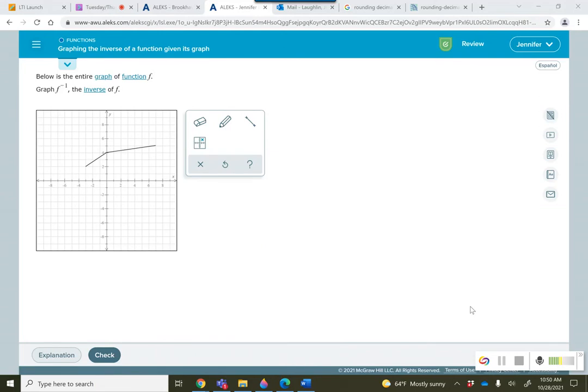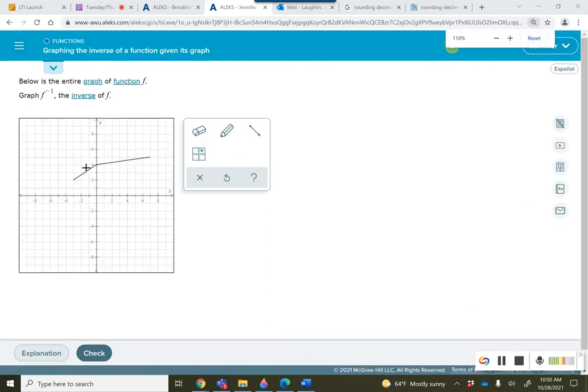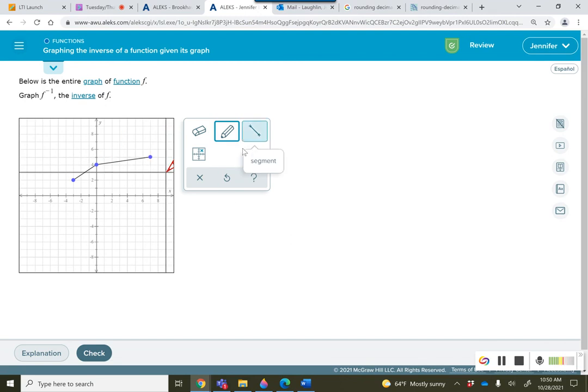So here we're in ALEKS, and we're going to be graphing the inverse of a function given its graph. So the very first thing we need to do is identify the major landmarks, which are here, here, and here. Now these are not part of my answer. I was just using that to show y'all where they were. We need to identify those ordered pairs. Okay. So the very first one is at -3, +2.